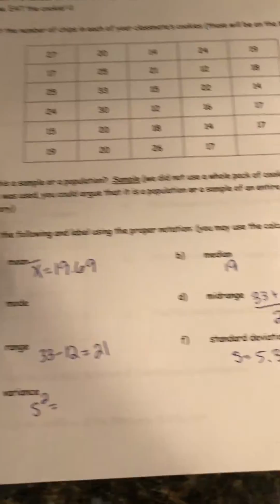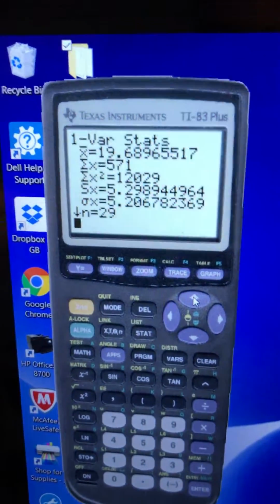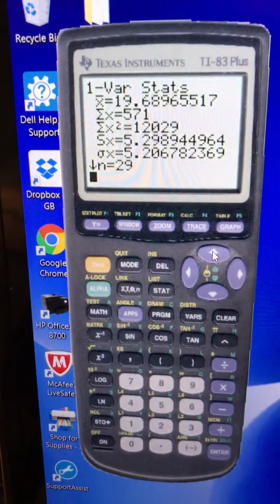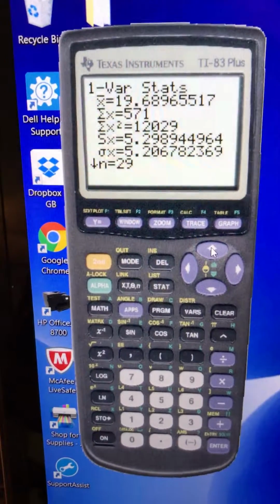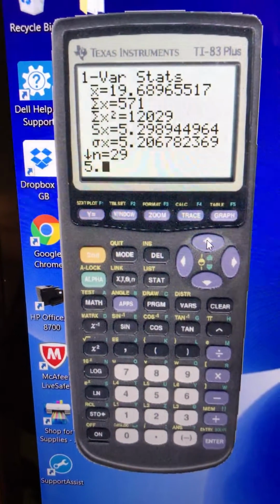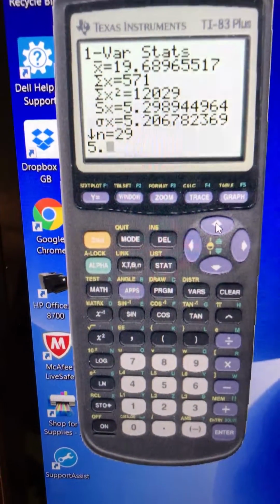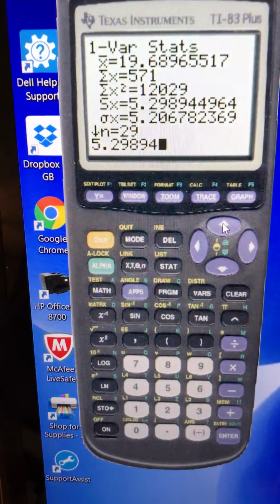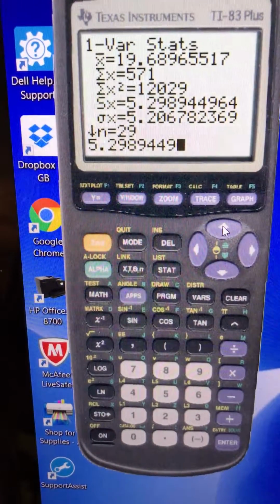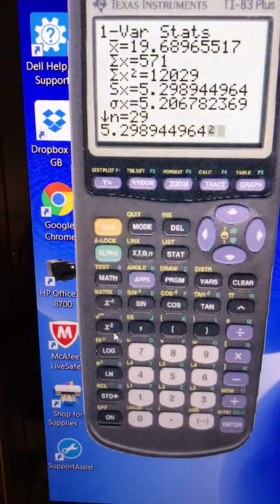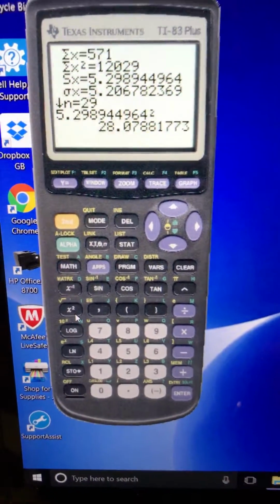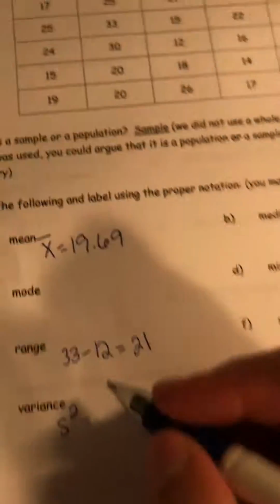It throws it off. So if you know how to get the calculator to pull SX from store, like if you go through and find SX, you can do that. Some people forget where that is, so sometimes it's easier just to type it in. So 5.298944964 squared, and hit enter, and we'll round to 2 again. So 28.08 is our variance.